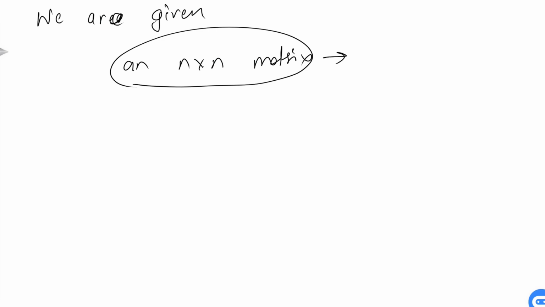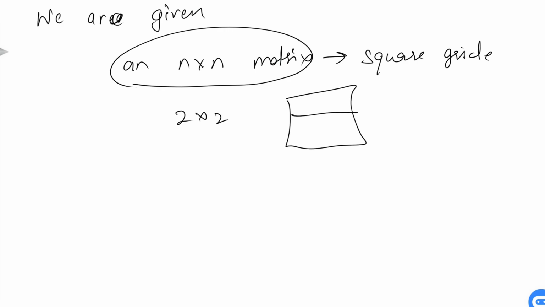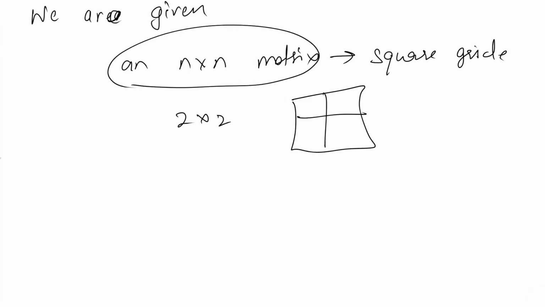Okay, so let's understand. Very first we should think about what we are given. We know that we have an n cross n matrix, right? Very first, what is an n cross n matrix? It's a square grid, right? If it is 2 cross 2, the value will be like this. So we are given an n cross n matrix. It means it's a square grid, we can say that.